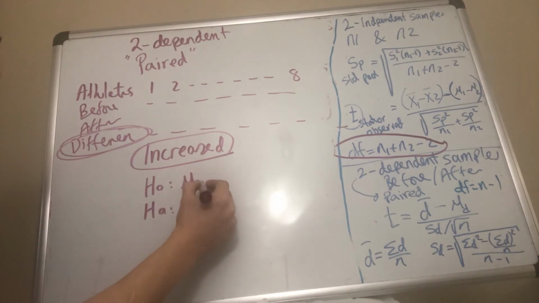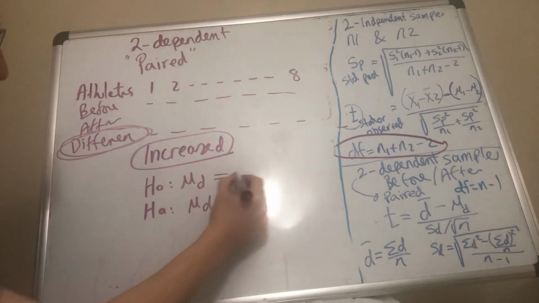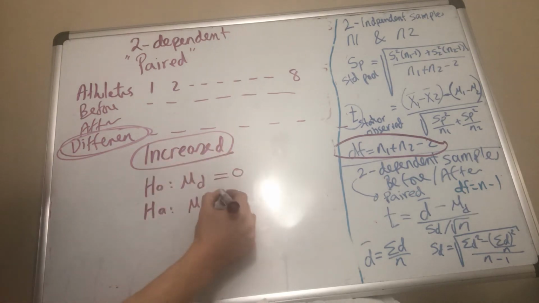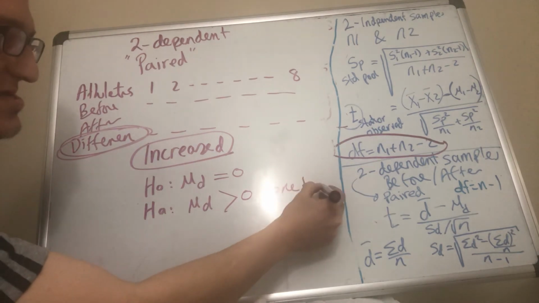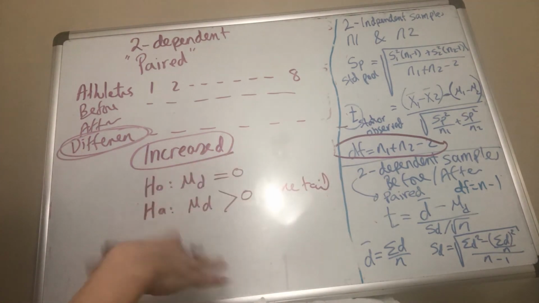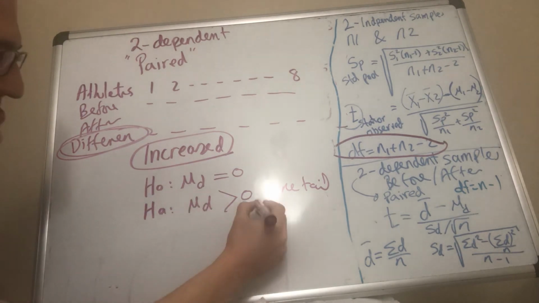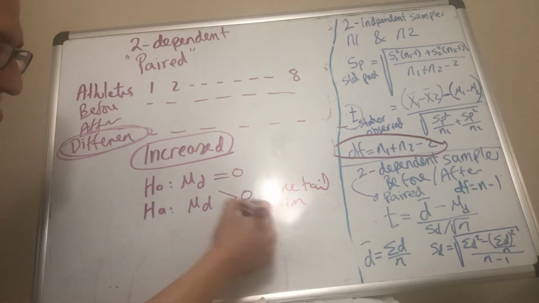Since it's a dependent system, we use mu d. This is 0, always equal. And since we're testing for an increase, we say more than 0. Anytime you're testing more or less, that would be 1 tail. The only time it's 2 tail is when it's not equal. And remember, this here is the claim. The claim is that it has increased.